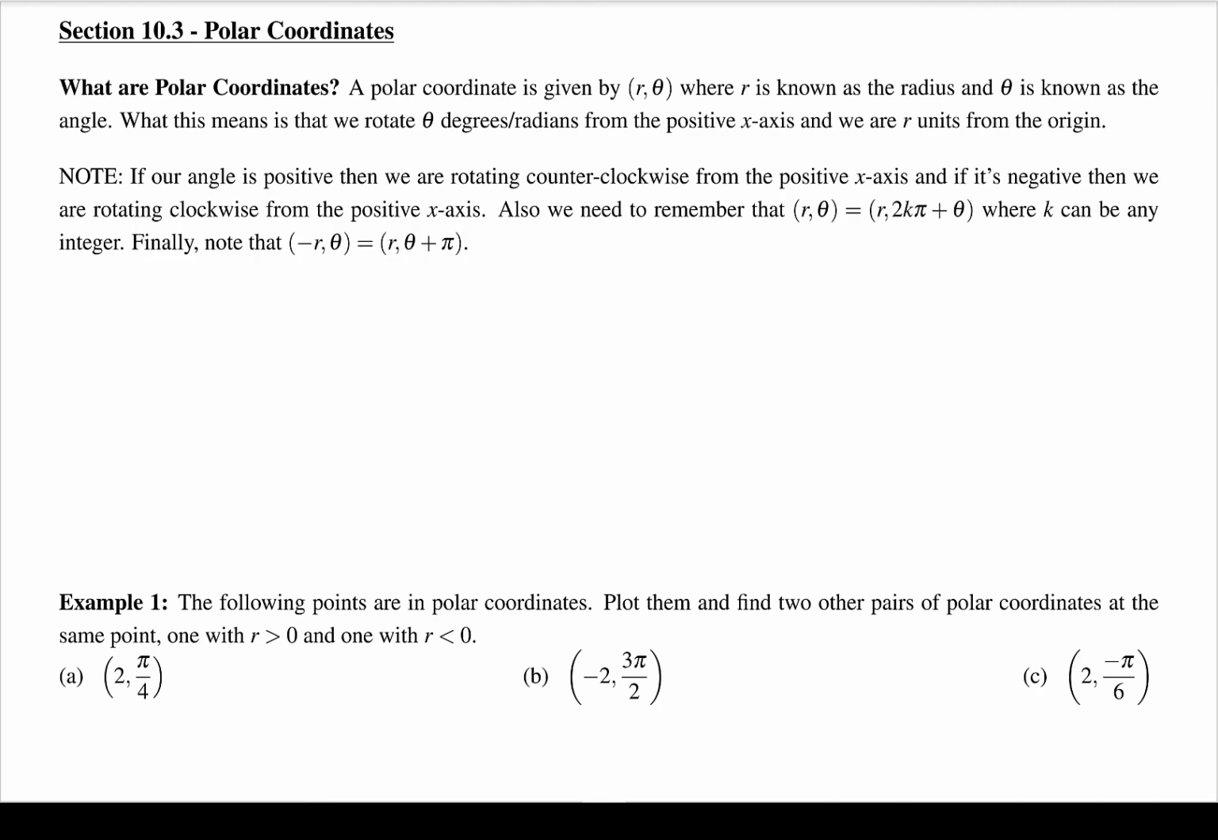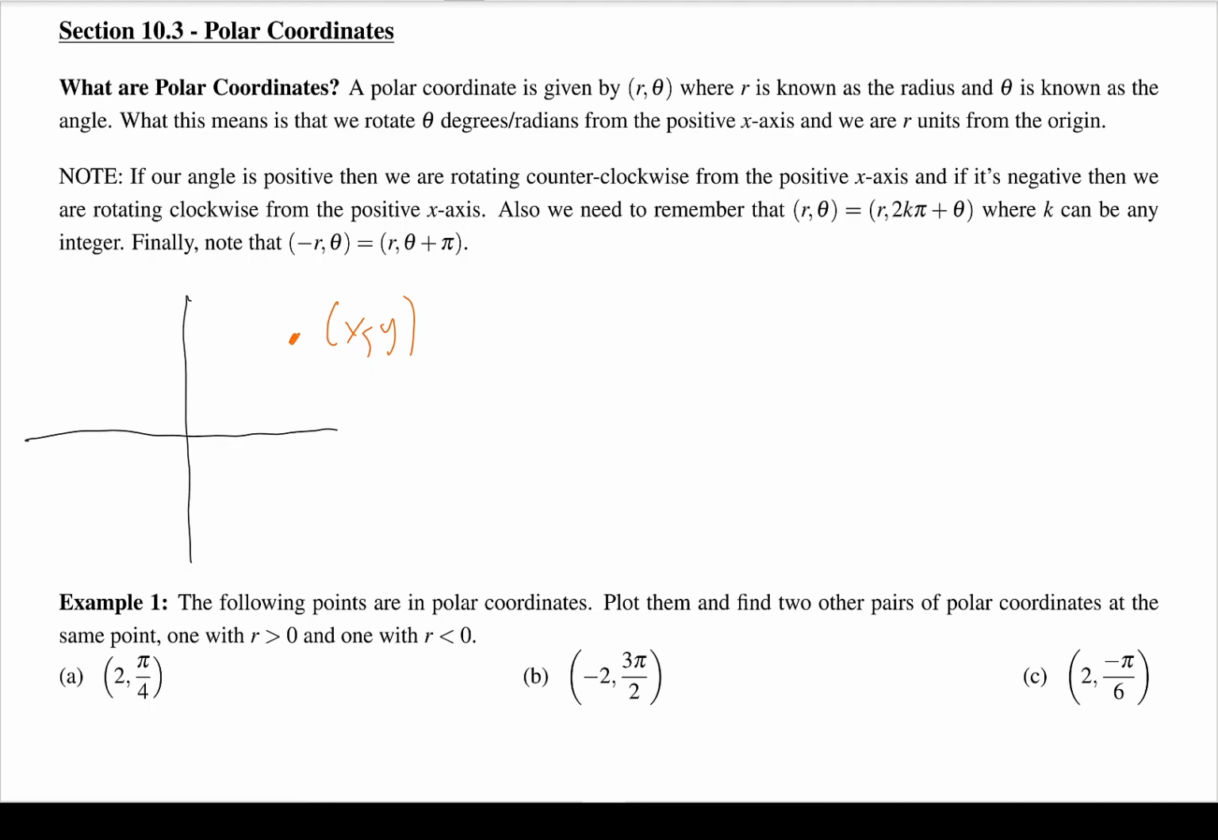So, normally, if we have some point, we call it x comma y, and we'll plot it in our xy plane. So let's take this point, for example. It's got some x and y value. And given where it is, we can tell that this x and y value are positive.